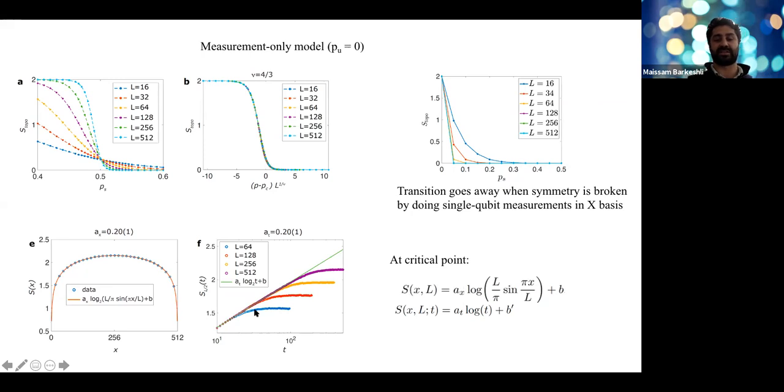And then you can look at the time dynamics, and it matches this formula. The AT and the AX are the same. So that's evidence for the fact that the dynamical scaling exponent is 1.